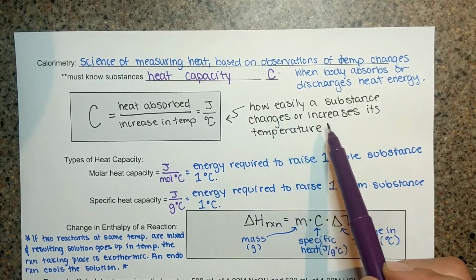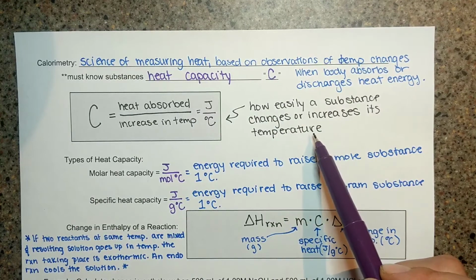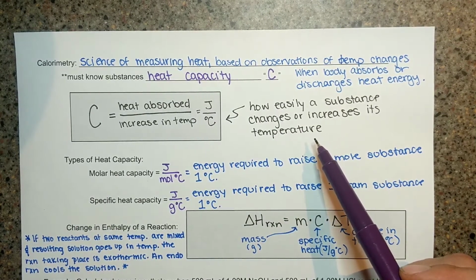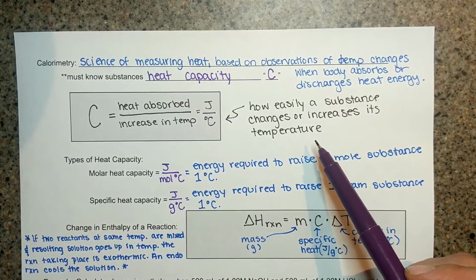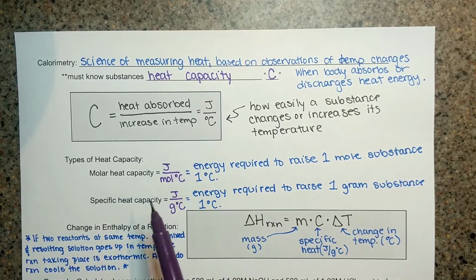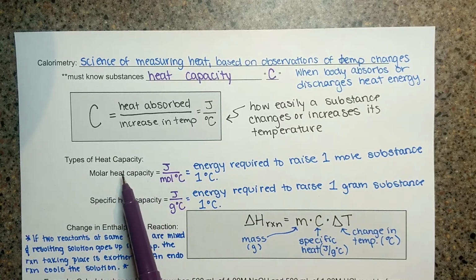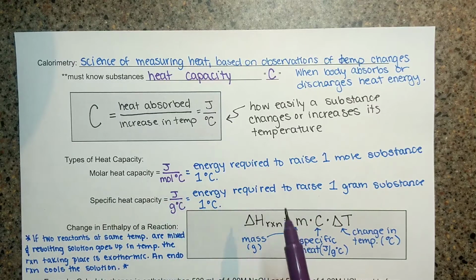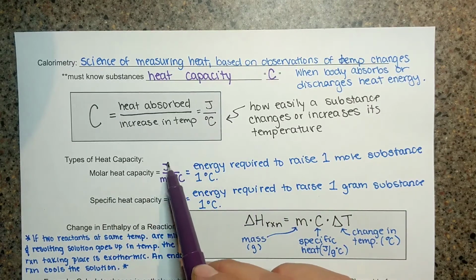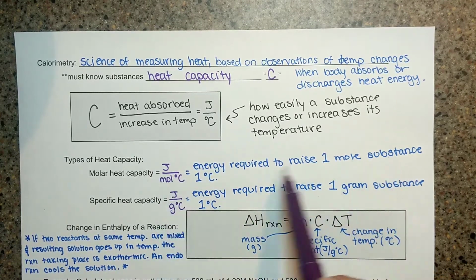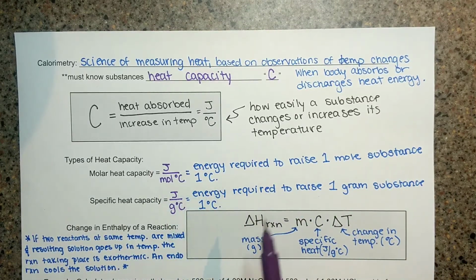This is how easily a substance changes or increases its temperature. So how easily I can heat up water, or how easily I can cool down a metal. We can have two different types of heat capacity. We have molar heat capacity, which is the heat capacity per mole, or joules per mole degree Celsius. The energy required, so the joules required to raise 1 mole of substance 1 degree Celsius.